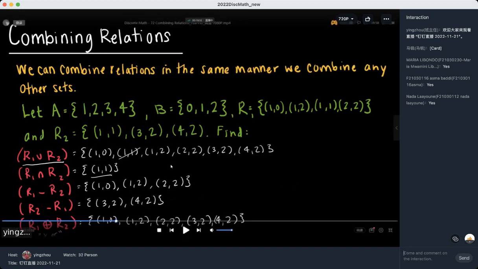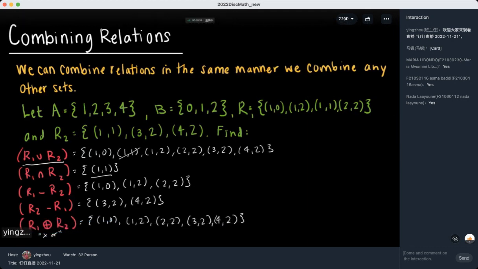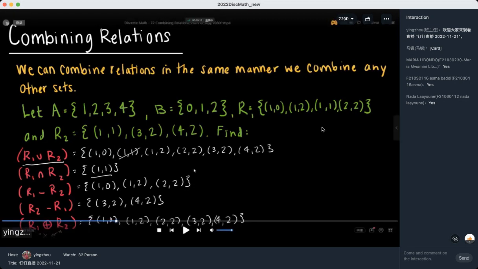So just based on the set operations, you can define many new different set operations, and use these new set operations to do the computation for the relation set, and then generate the new relation.